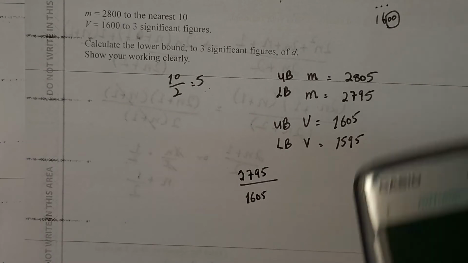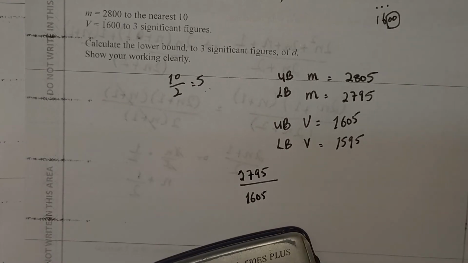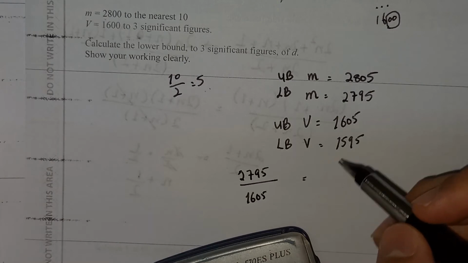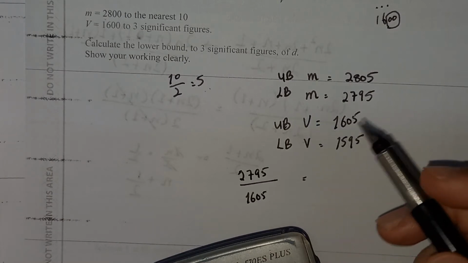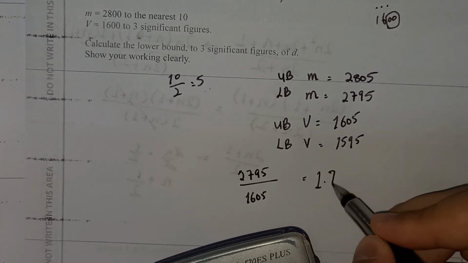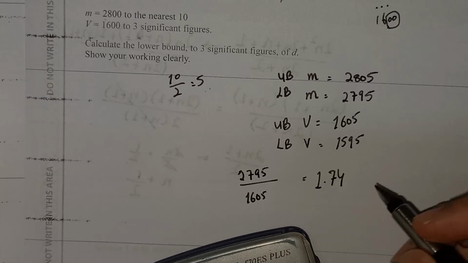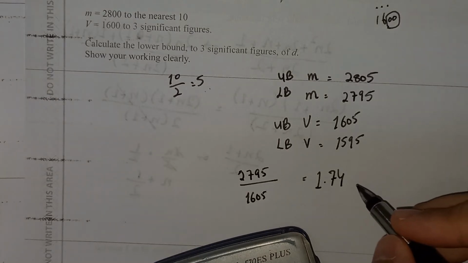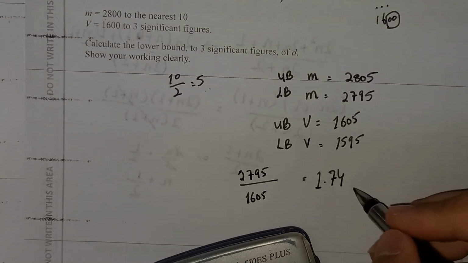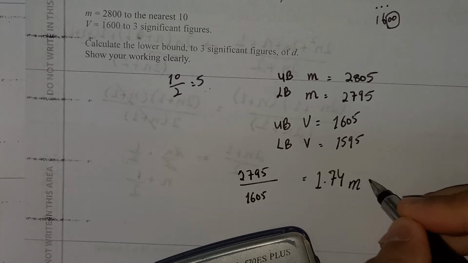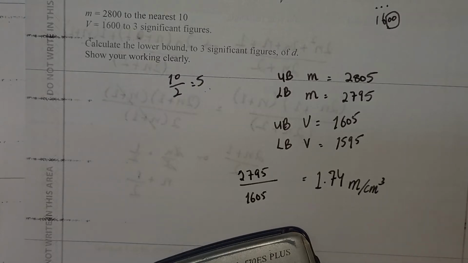And now we will use our calculator. And we get, we have to write to 3 significant figures, so our answer to 3 significant figures will be this. And obviously we have to write the units as well, grams per centimeter cubed.